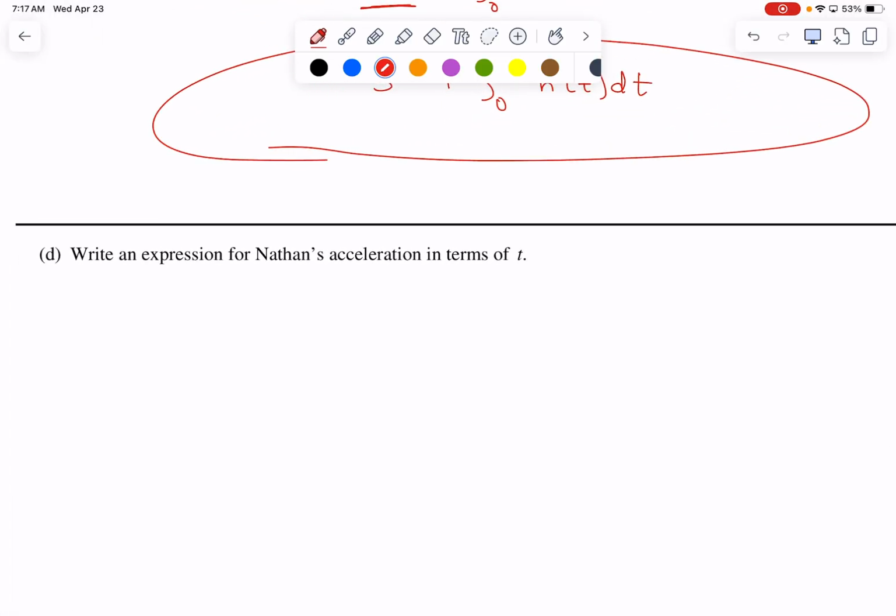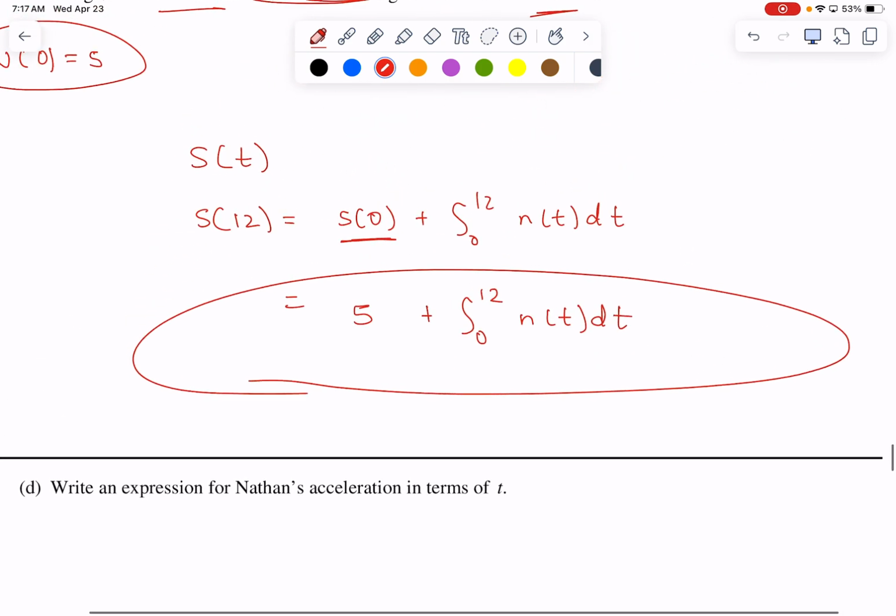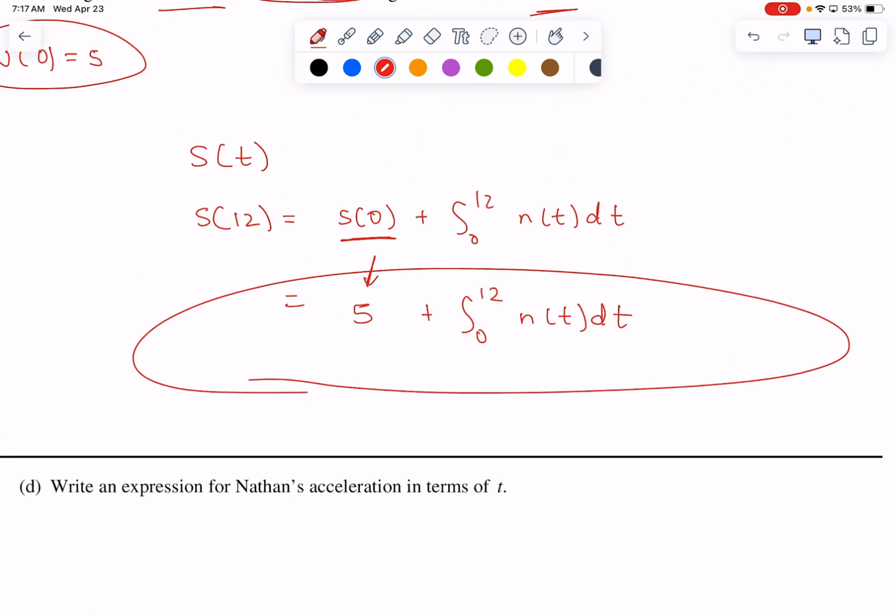Okay, so that is part C. That was 2 points. You got 1 point for handling the 5, and you got 1 point for handling the integral expression, area under the velocity to get back to position. Okay, area under the curve always gives you displacement.